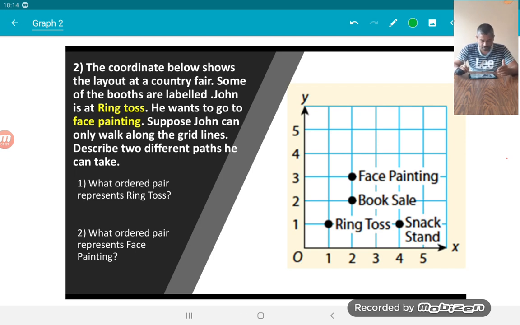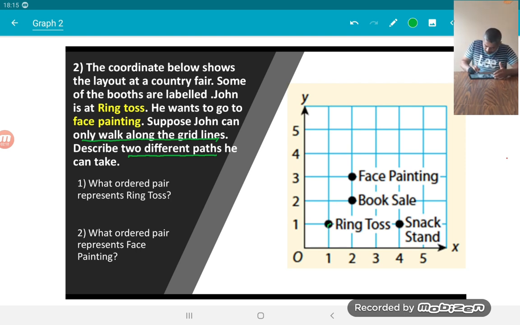The coordinate plane below shows the layout at a country fair. Some of the booths are labeled. John is at ring toss. He wants to go to face painting. Suppose John can only walk along the grid lines. Describe 2 different paths he can take.